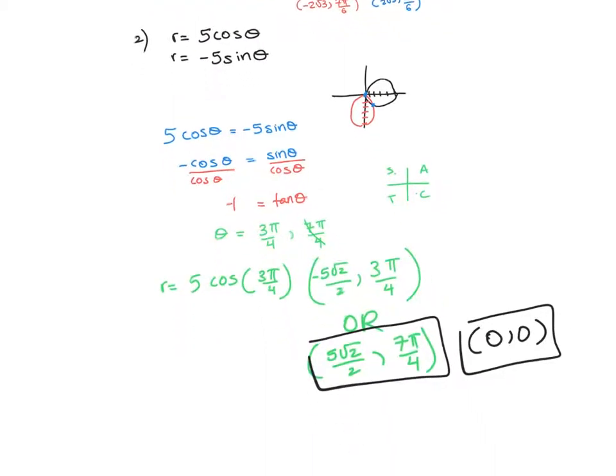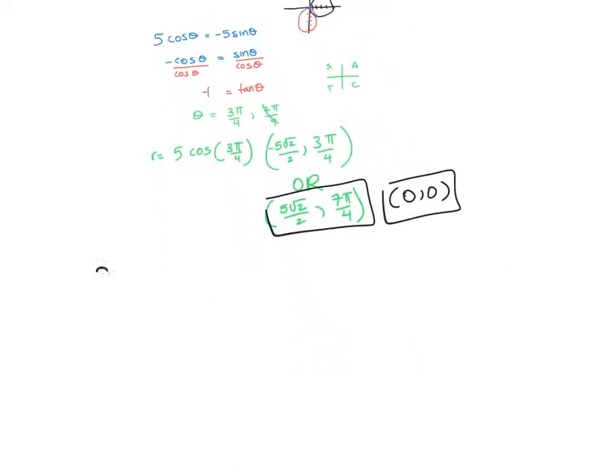Okay, now let's move on to number 3. And again, pause the video and try it on your own. And number 3 is going to be r equals cosine 2 theta and r equals sine theta. Now try it both algebraically and graphically.